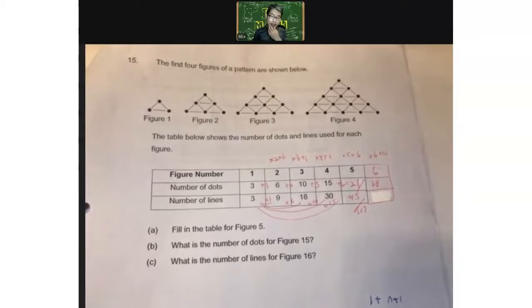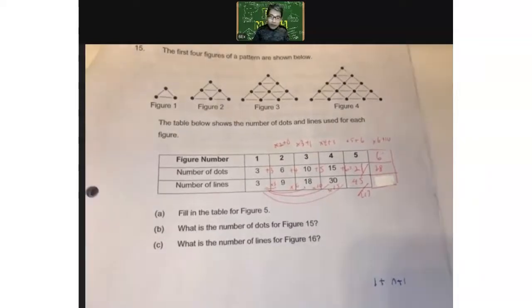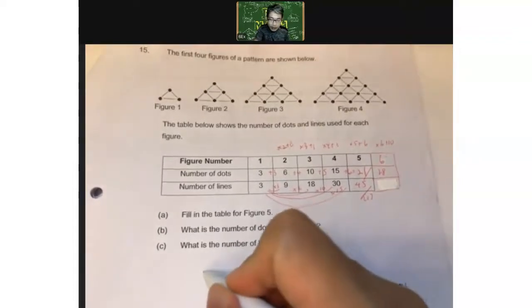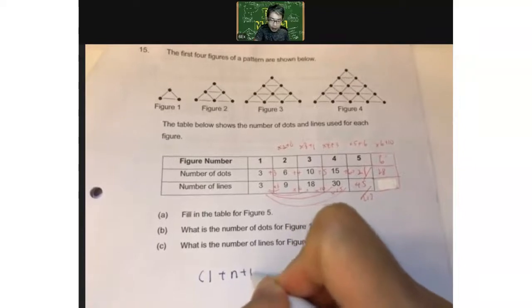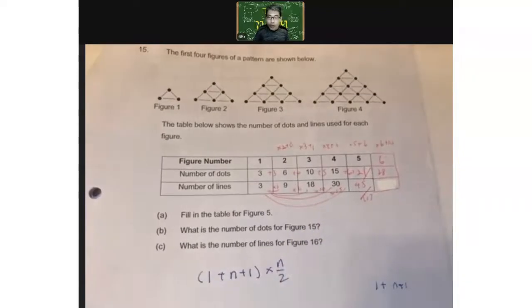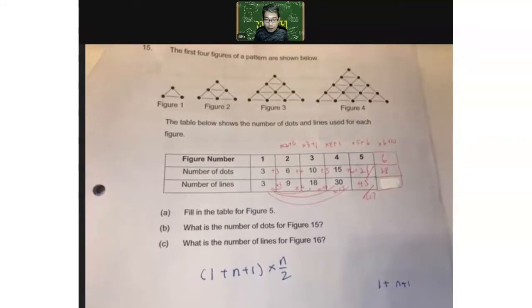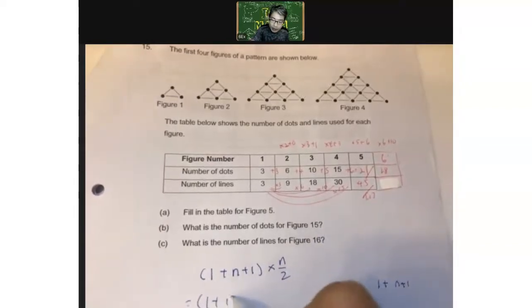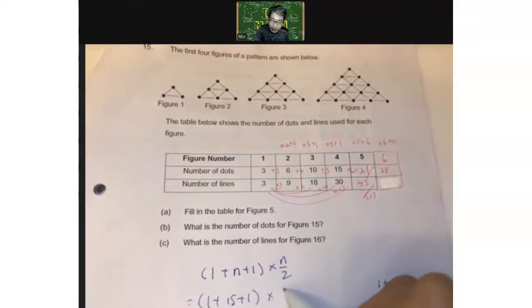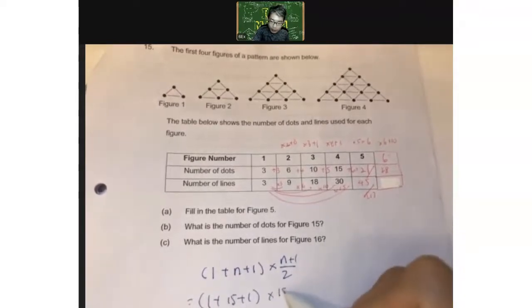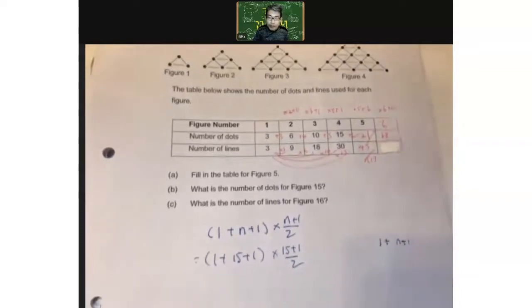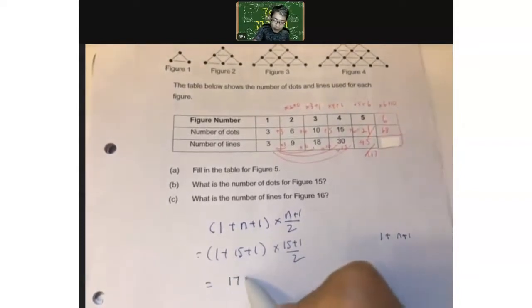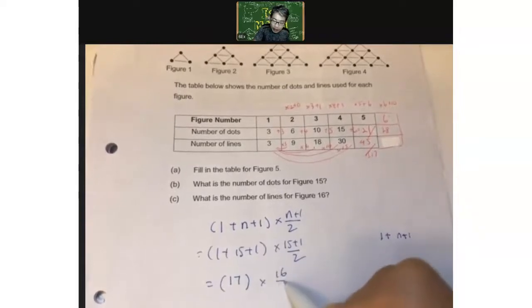Now for the second part. What's the number of dots for figure 15? Now for part B, by examining the diagram, you work out the formula, which is actually 1 plus n plus 1 times n divided by 2. N stands for the number of figure. So you plug in the number, for figure 15. Sorry, it's n plus 1. So 15 plus 1 divided by 2. Let's work this out. You have your 17 times 16 divided by 2.